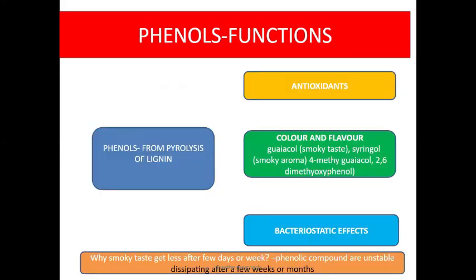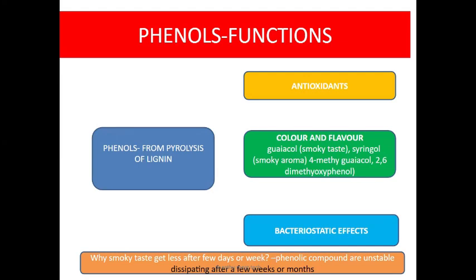Now let's understand each component. Phenols, we already discussed this. Phenols are formed by the pyrolysis of lignin. They have antioxidant properties. They develop a beautiful color and the smoky taste and flavor. Guaiacol, 4-methyl guaiacol, 2,6-dimethoxyphenol, all of these come under the phenol groups. Their basic function is to give the smoky taste, aroma and flavor, and they also have bacteriostatic effects.